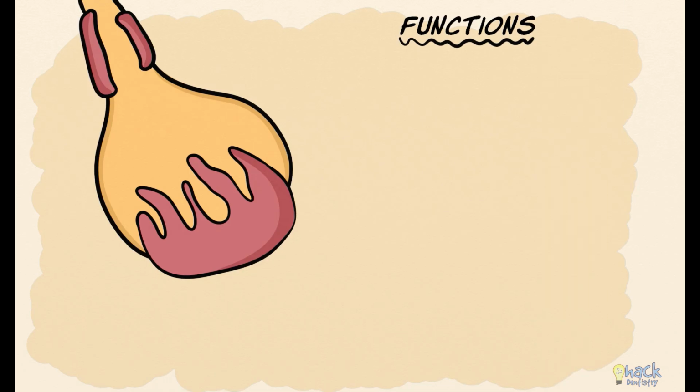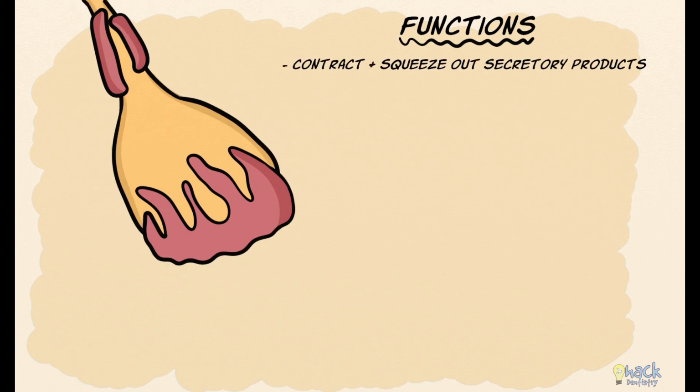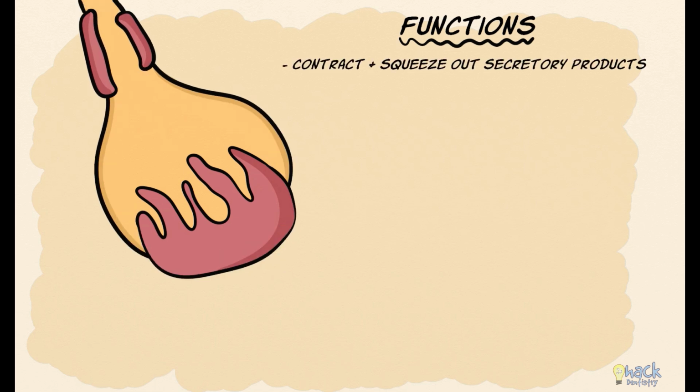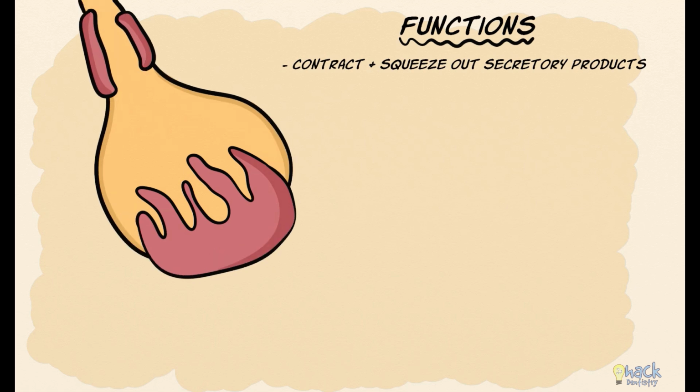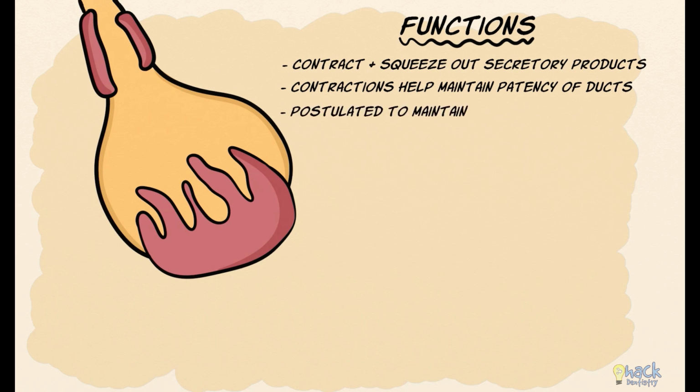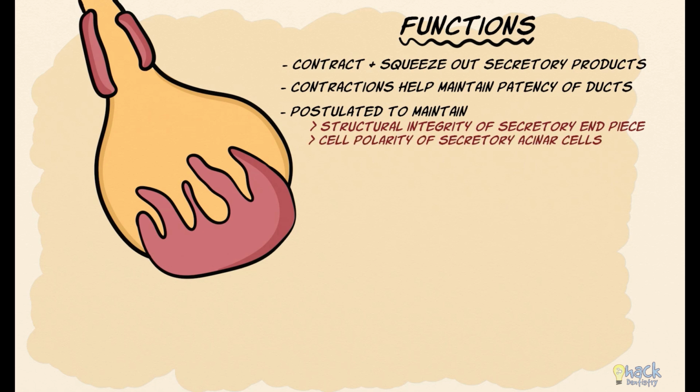The main function of the myoepithelial cell is to contract and help squeeze out secretory products from the secretory end pieces to the ducts and finally to the oral cavity. So these repeated contractions of myoepithelial cells help in maintaining patency of the ducts. Myoepithelial cells have also been postulated to maintain the structural integrity of secretory end pieces and the cell polarity of secretory acinar cells.